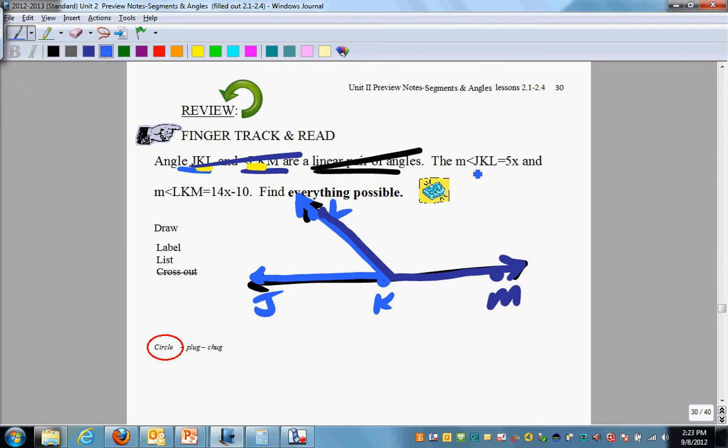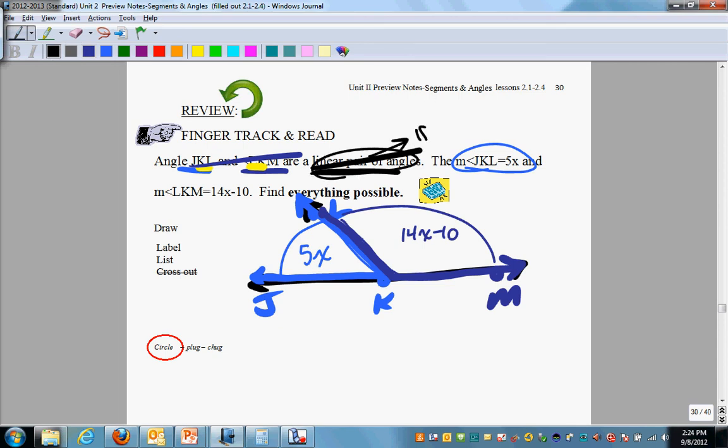We are told that JKL is 5x, so trace and sweep, 5x. LKM, trace and sweep, is 14x minus 10. Find everything possible. Well, you should remember that the word linear pair means you automatically have 180 degrees. So I know that angle JKL plus our other angle LKM has to add up to 180 because it's a linear pair. So I bring down a nice circle, plug and chug.